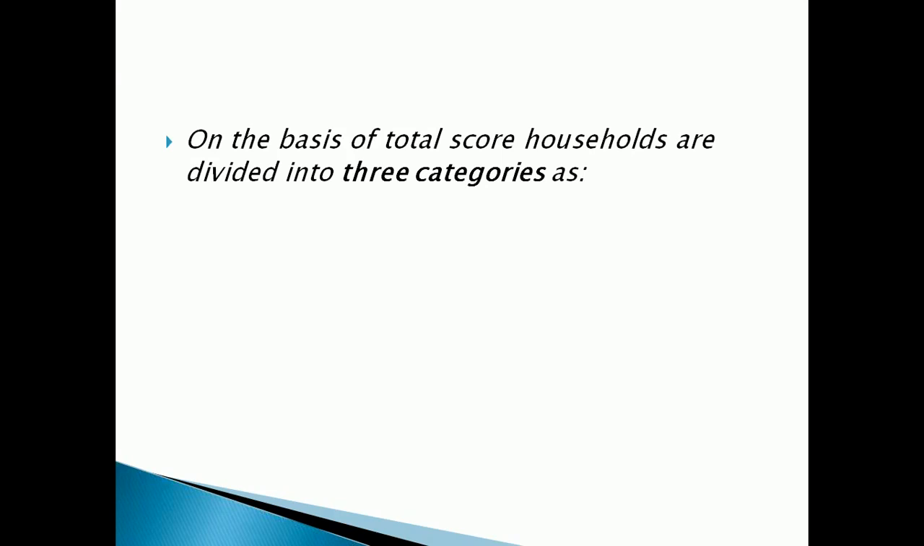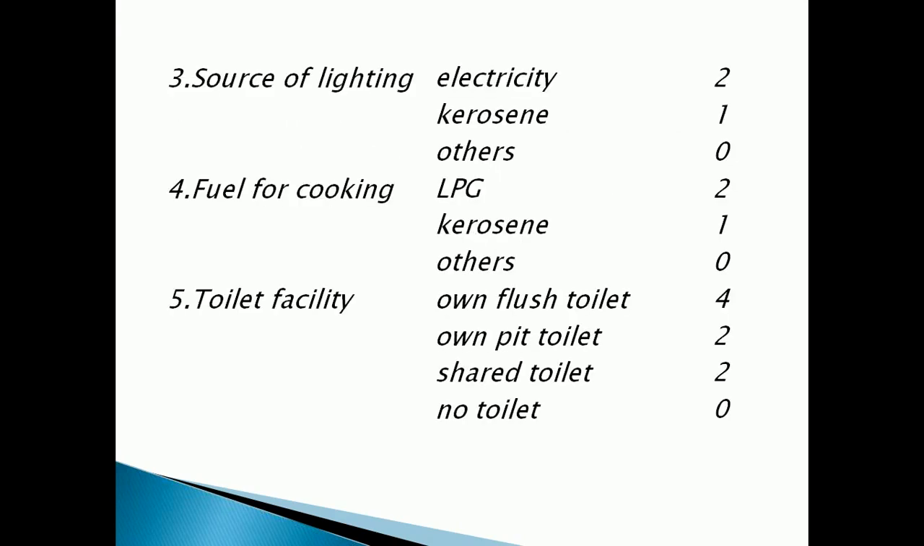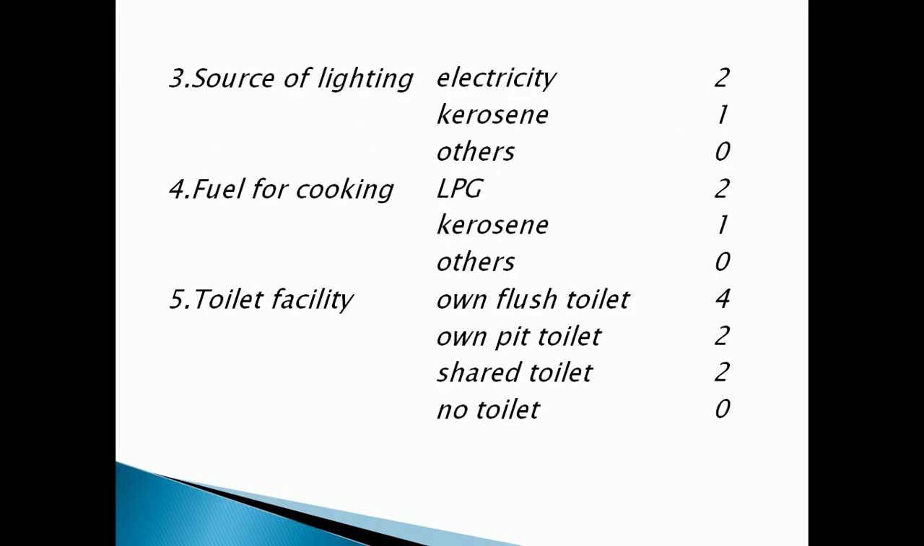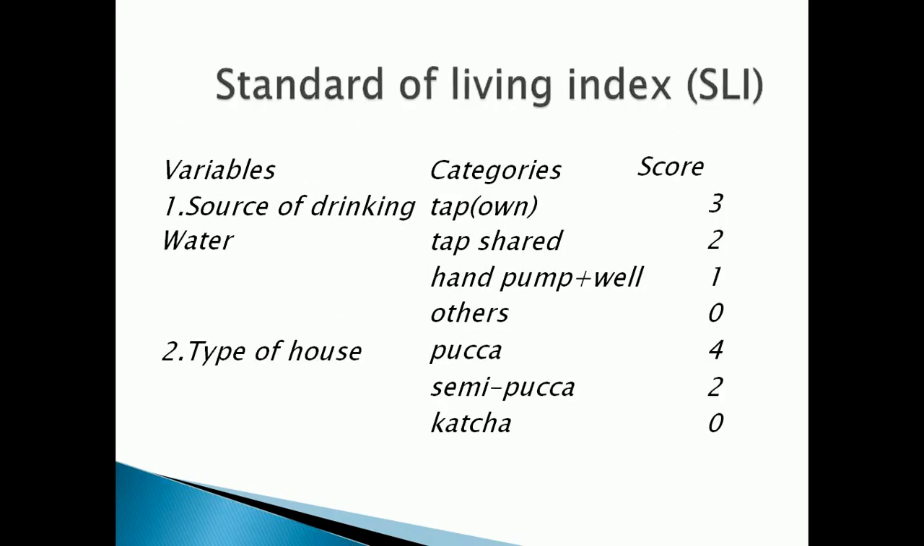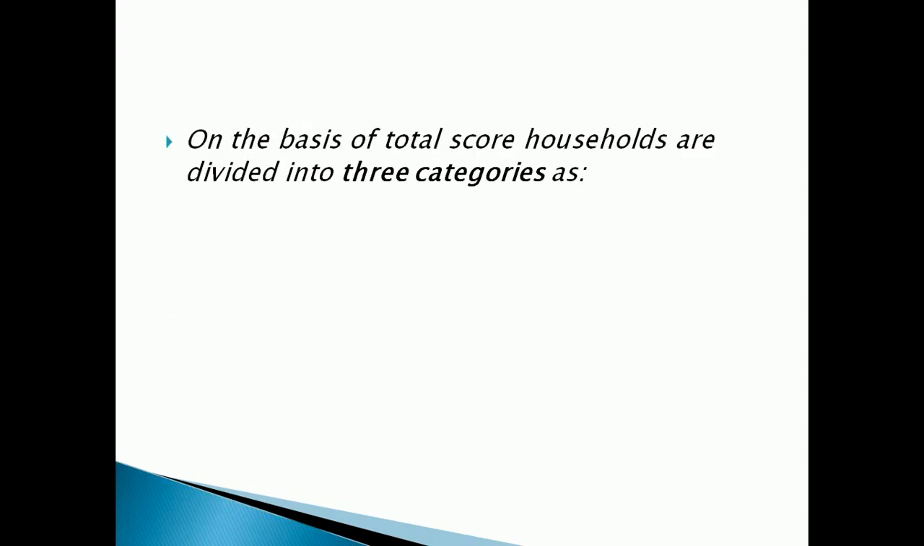On the basis of the total score of the household, they are divided into three classes, so that we know which class a family belongs to: low, medium or high class. In BG Prasad only income is taken, but in the standard of living index, six factors are taken: source of drinking water, type of house, source of lighting, fuel for cooking, toilet facility, and ownership of items.